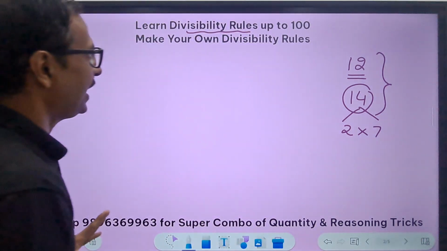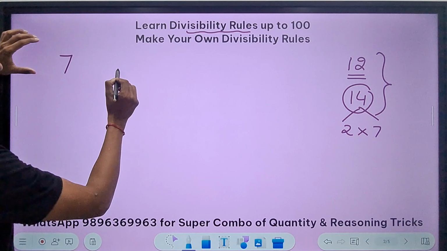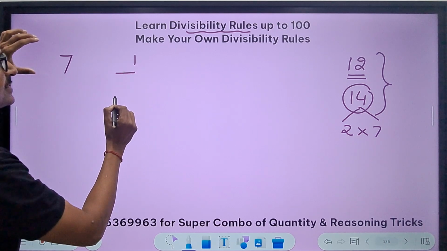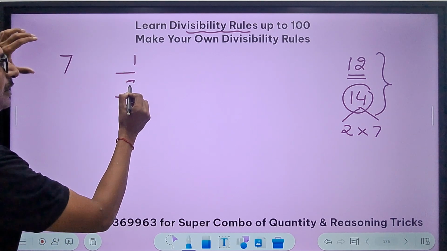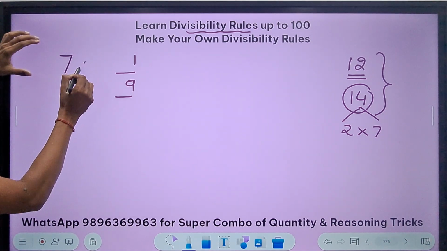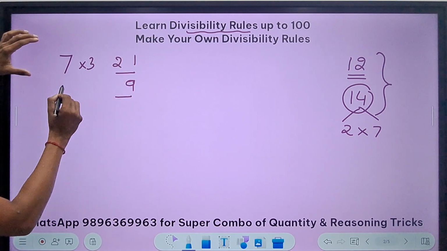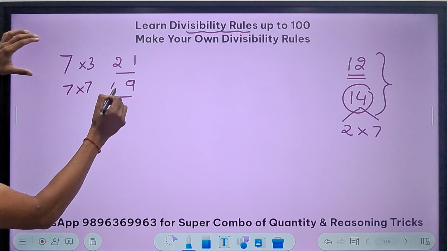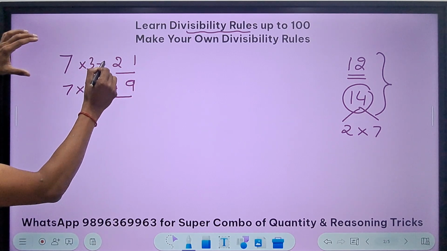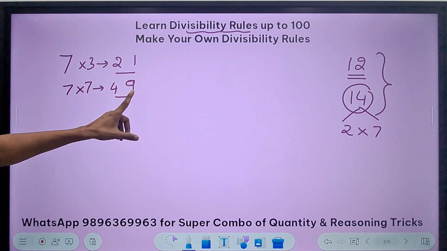For that, I just need to tell you a basic concept first. See, 7. I want to convert this 7 as something ending in 1 or something ending in 9. Now, if I multiply 7 by 3, I get a 21 ending in 1, and if I multiply 7 by 7, I get 49 ending in 9. So these are the two ways I can get to a number ending in 1 or ending in 9.